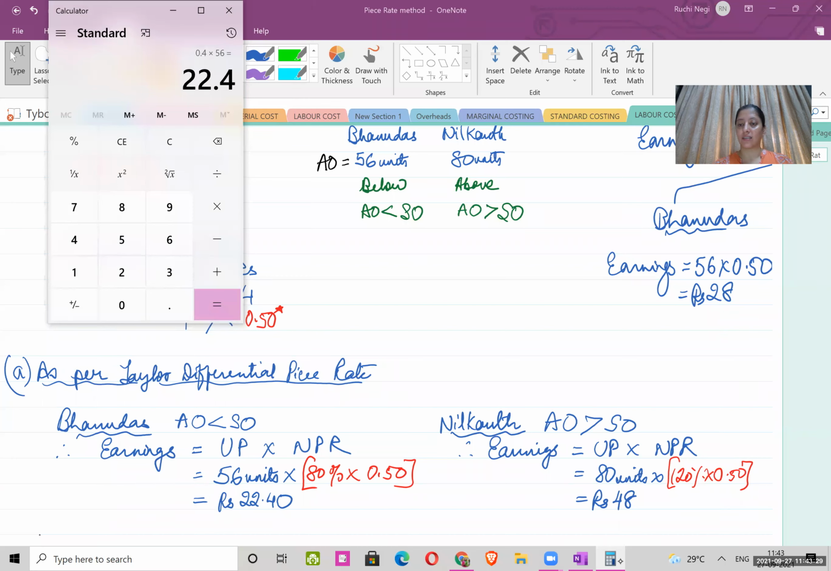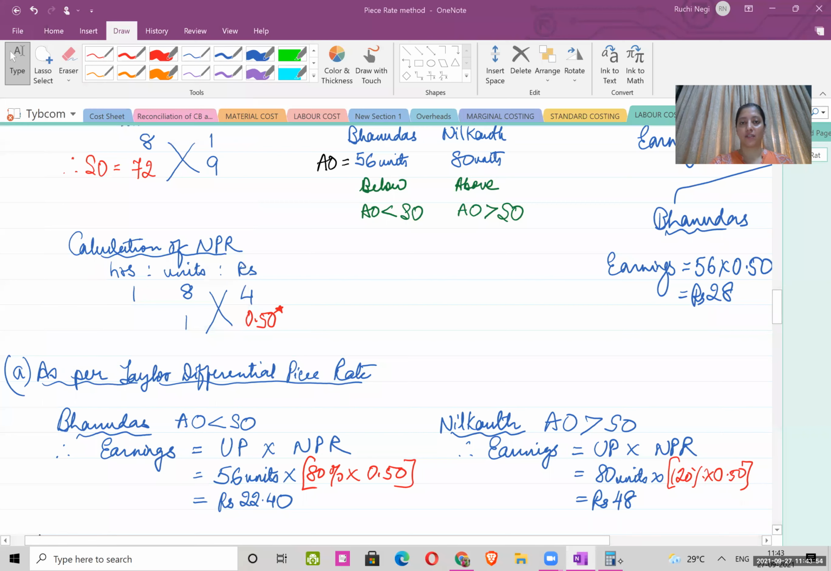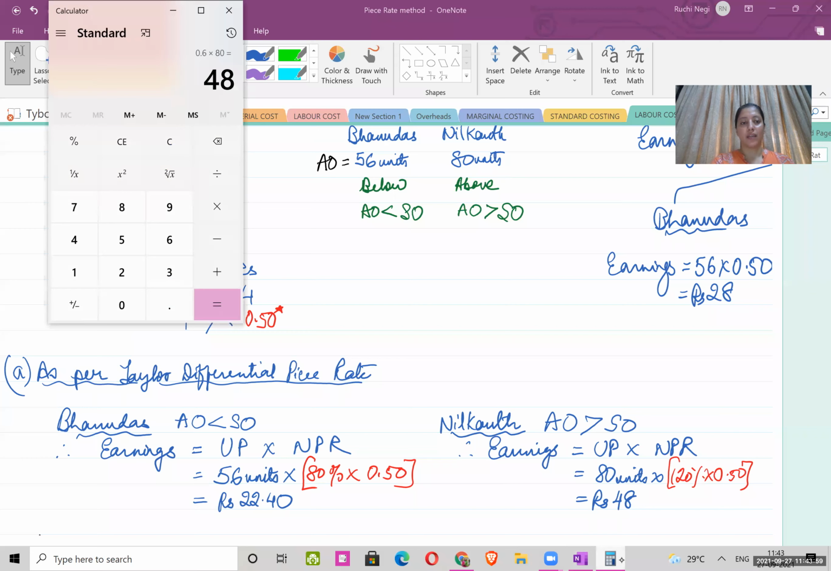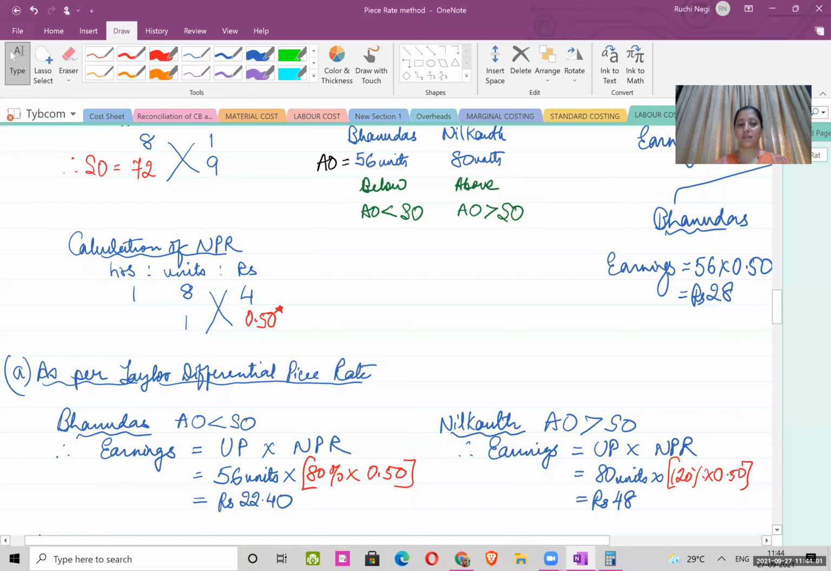Now come to Neelkant. Neelkant has worked above standards. So how much will I give him? I will reward him. It's a bonus that will be given to him. So 120%. So what is 120% of 50 paise? Okay, 60 paisa. Meaning he will get 10 paisa more. That is the bonus for him. Right? Otherwise he was to get 50 paise anyway. Into how many units? 80 units. Okay, so that makes it 48 rupees. So yeah, 48 rupees.